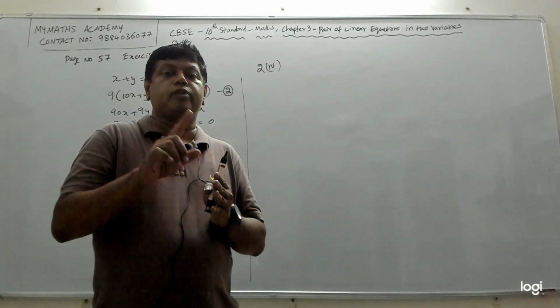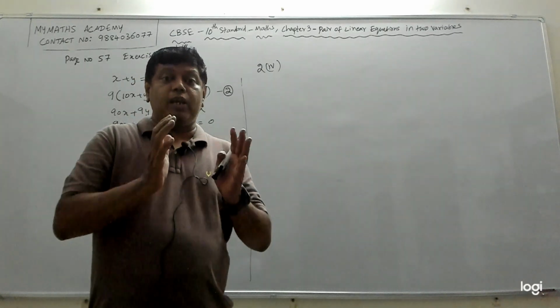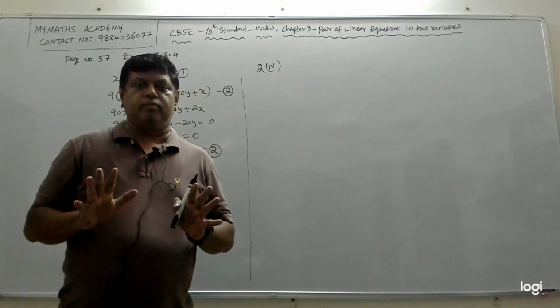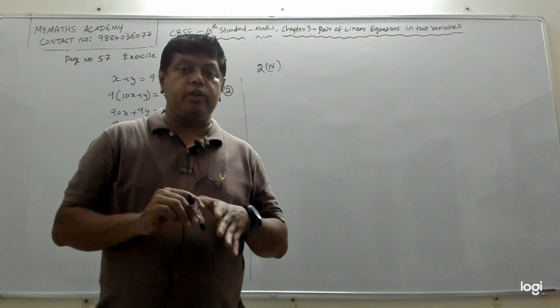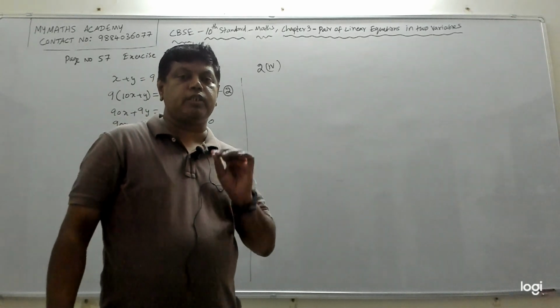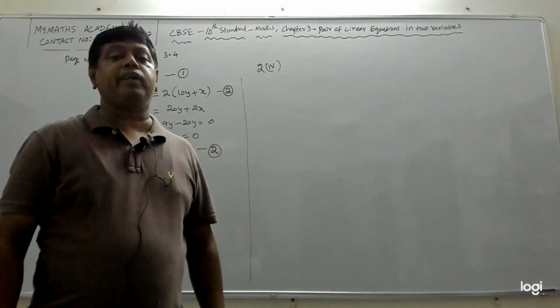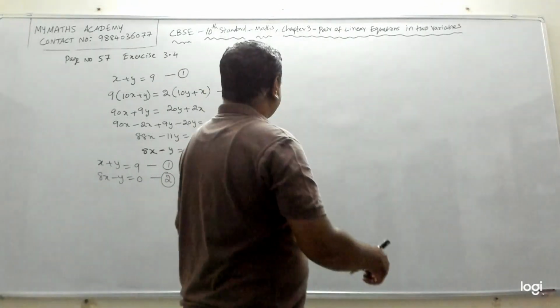If you count the number, 25 notes are there. But the value of the money is 2000. Now we need to find how many 50 rupees notes she received and how many 100 rupees notes she received. That's the question, so that we don't know.